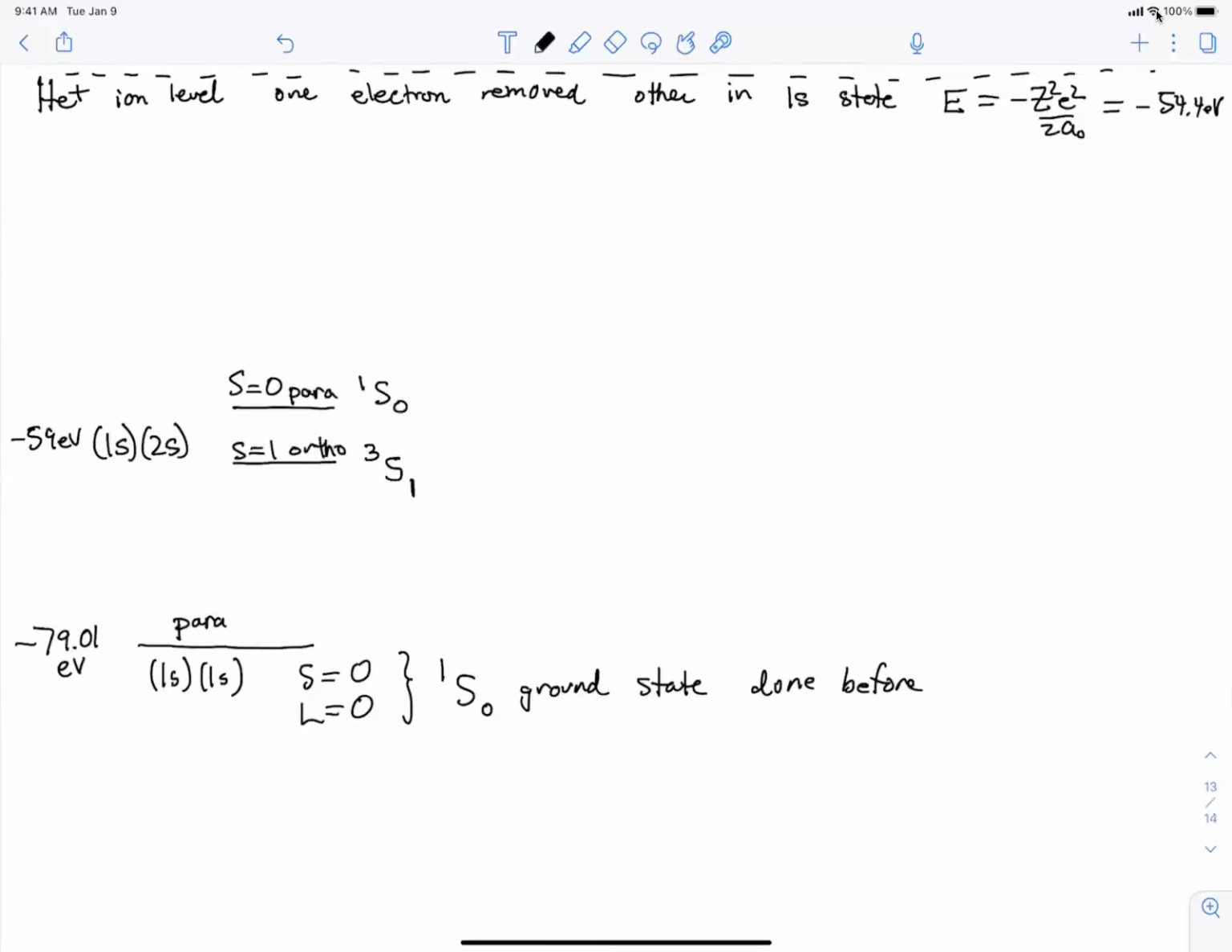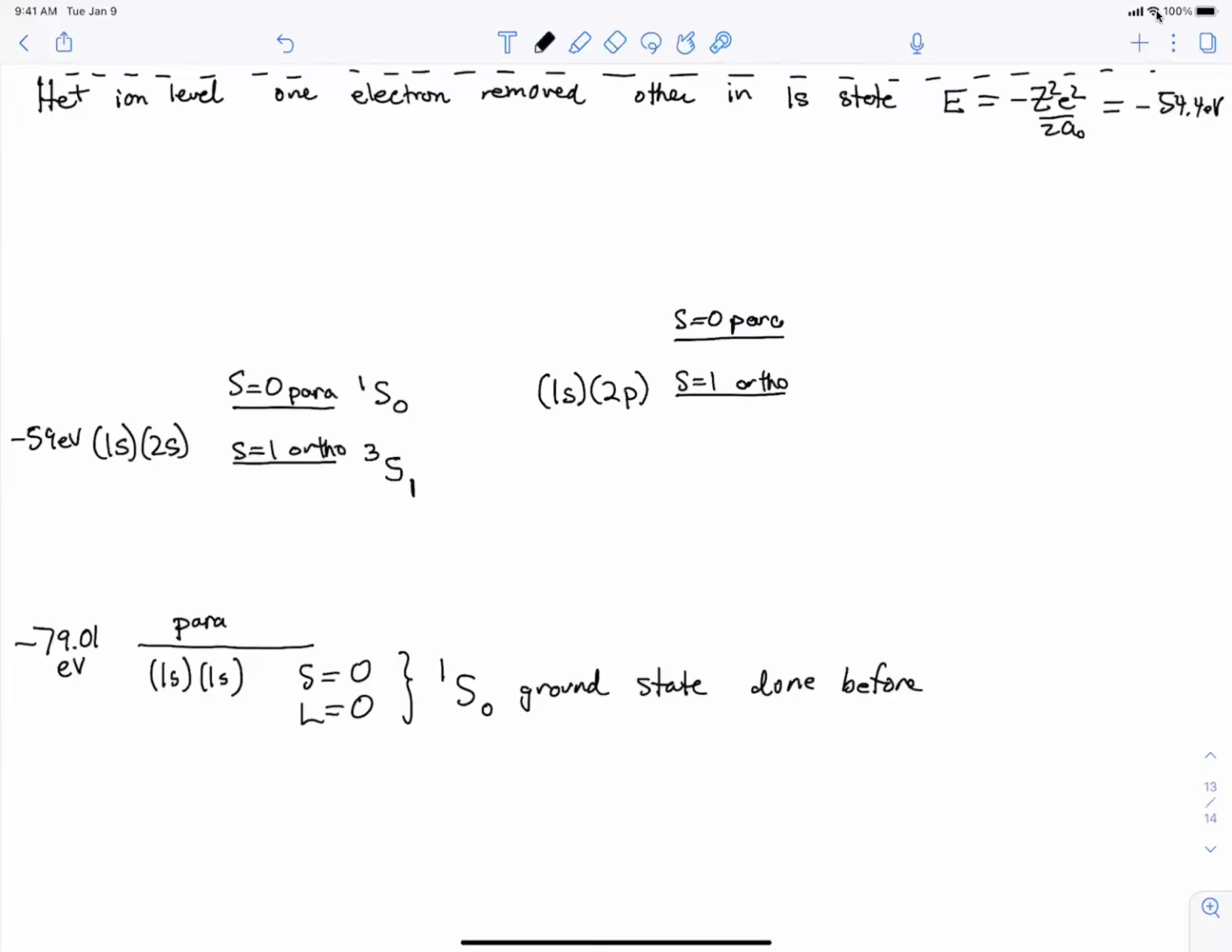So it's not to scale. This thing should be higher, but I'm trying to leave room for what goes above it. One thing that goes above it is I can put one electron in the 1s state and the other in the 2p state. So that's going to have slightly higher energy. But again, for that level, the S equals 0 para is higher than the S equals 1 ortho.